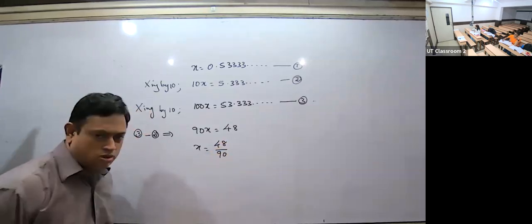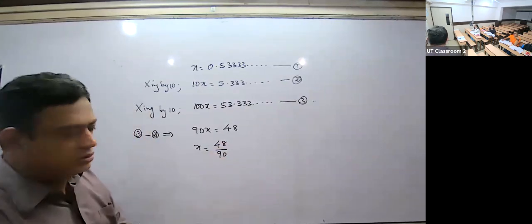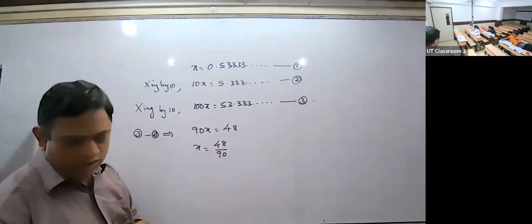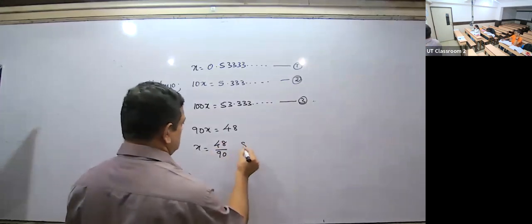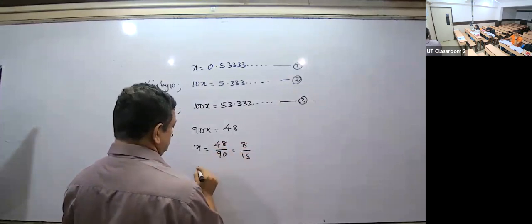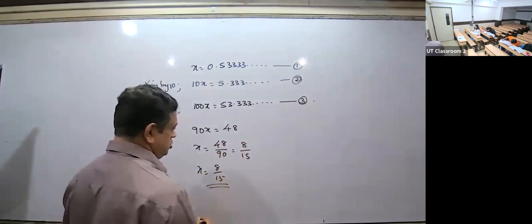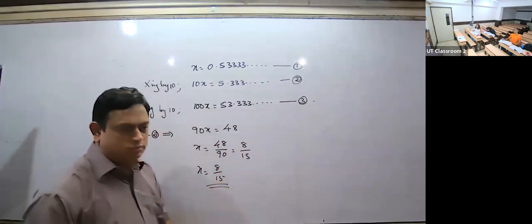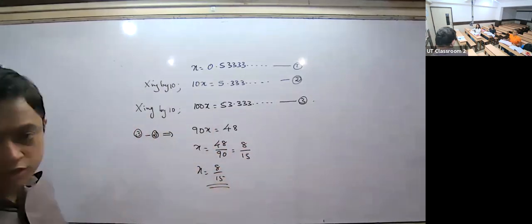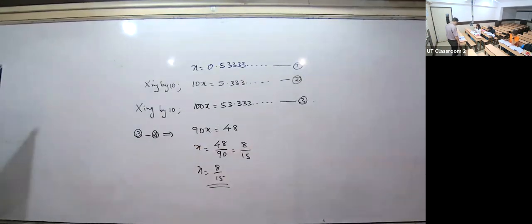You can reduce. What can you cancel? 6. Yes, sir. 48 has 6 and 90 also has 6. So 6 cancel, 6 8s are 48, 6 15s are 90. x is equal to 8 upon 15. Hope you have followed now. Yes, sir. Sure, you can do it now. Okay, then try the other one.